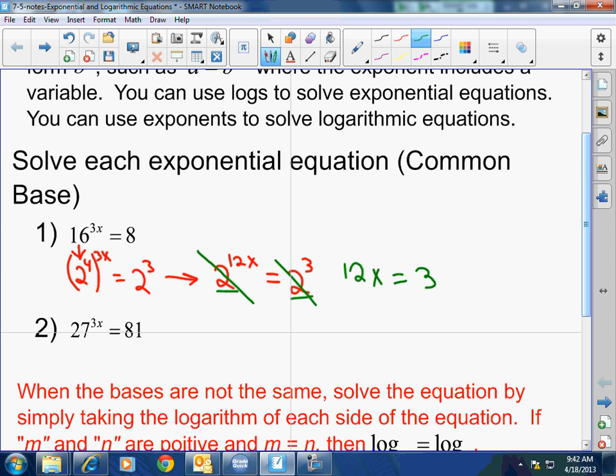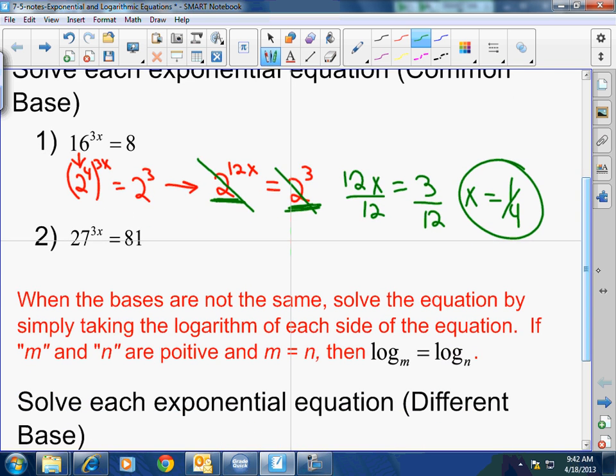Now, why do they go away? Because I basically took the log of both sides, in essence. But what you want to remember is whenever you have two bases that are equal, their exponents are going to be equal. So now you divide by 12, and x will equal 1/4. It's that simple, I promise, if you know the bases.